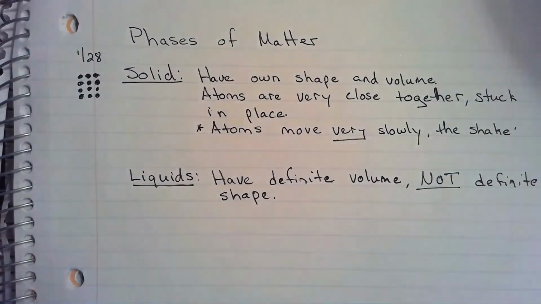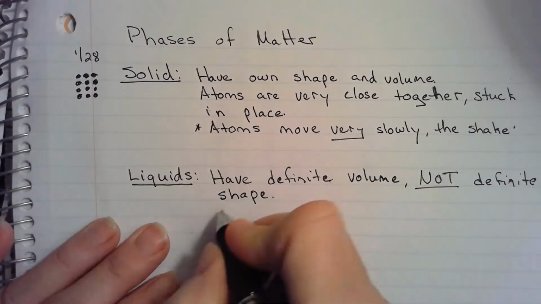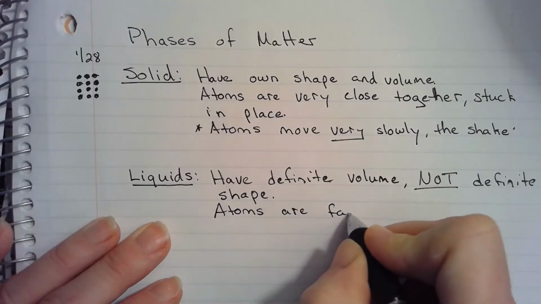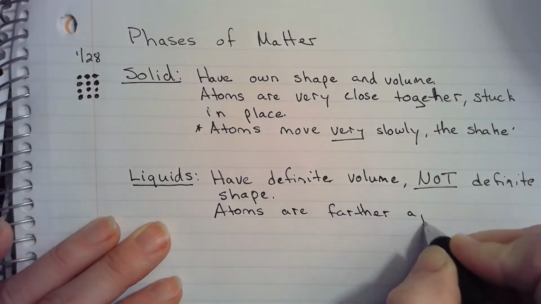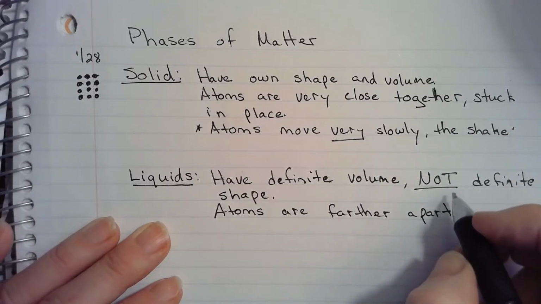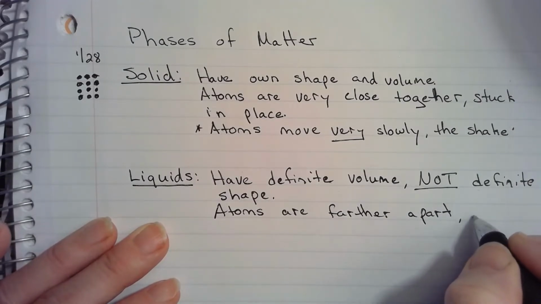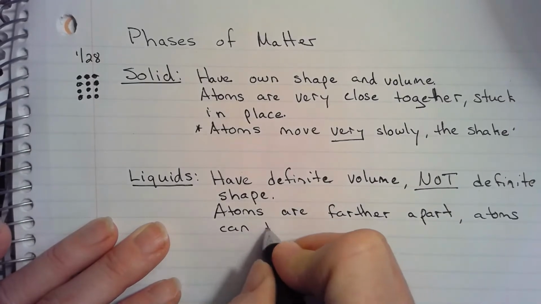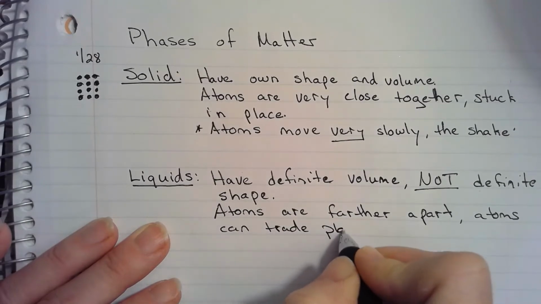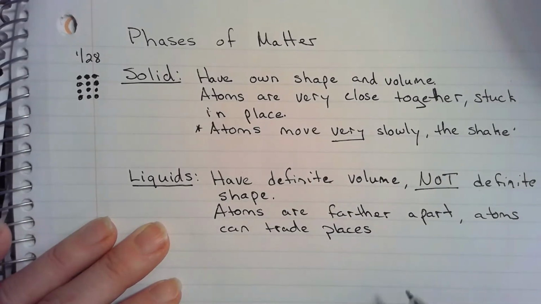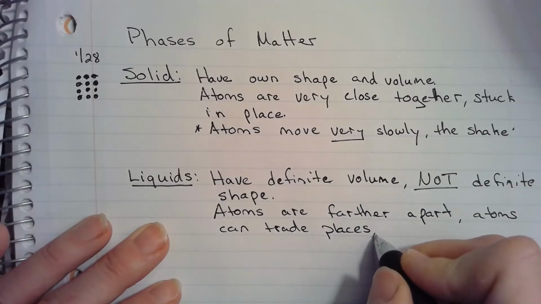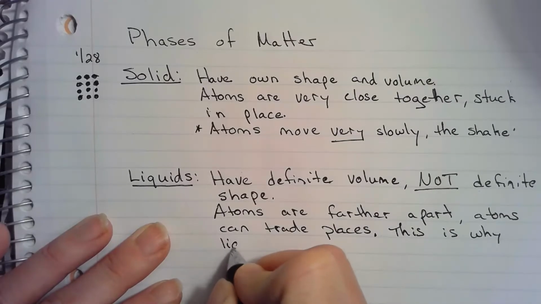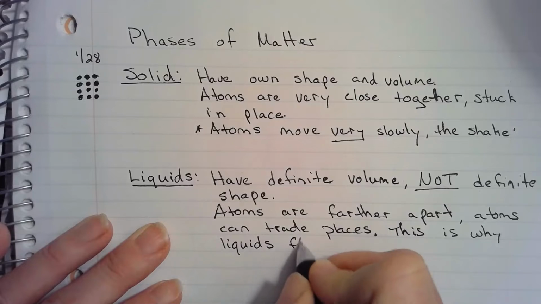The reason that happens is that the atoms are farther apart, and atoms and molecules can trade places. So this is why liquids flow.